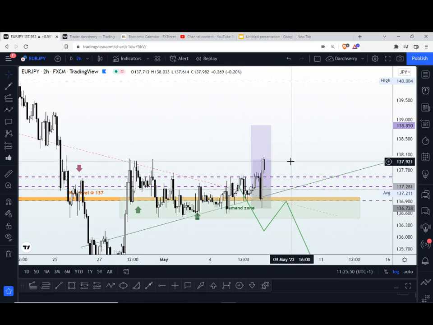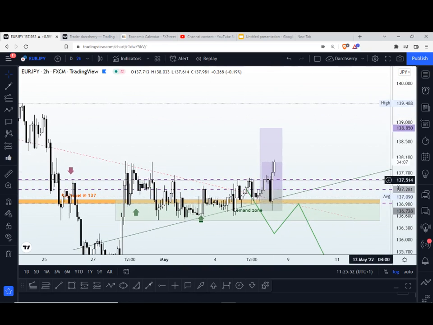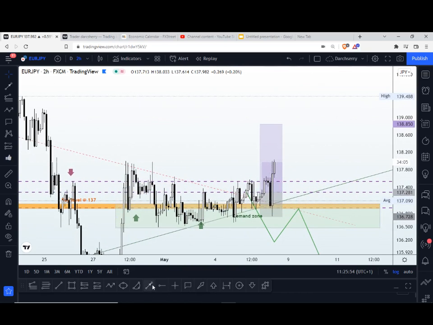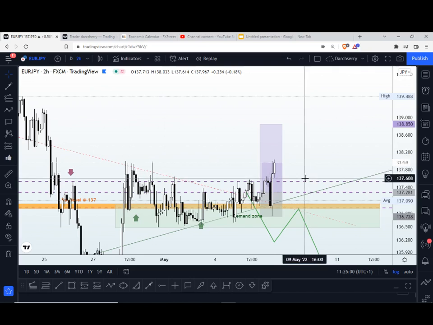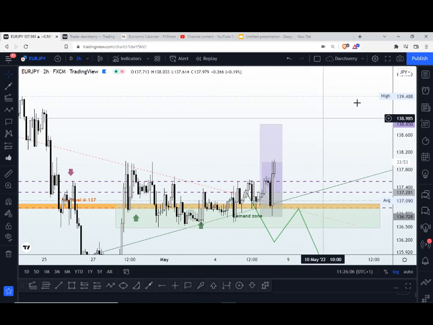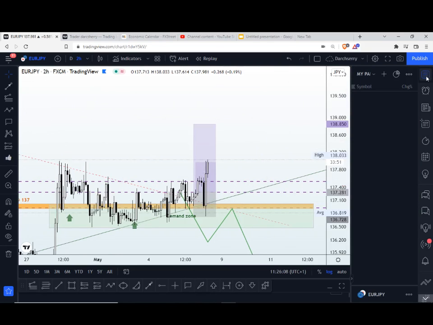So if you are not in this trade, you want to be looking for another opportunity where price comes into this trend line, after which you look for a setup that supports bullish momentum going to the upside. So I think that is that on EURJPY.